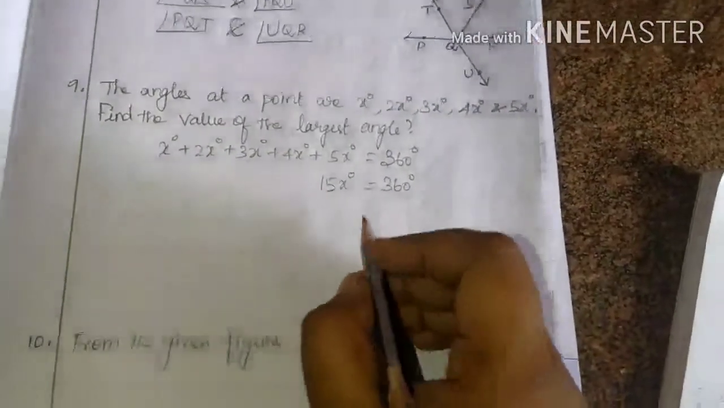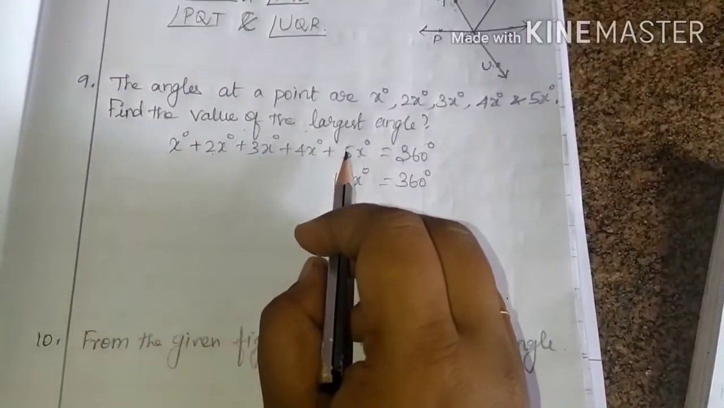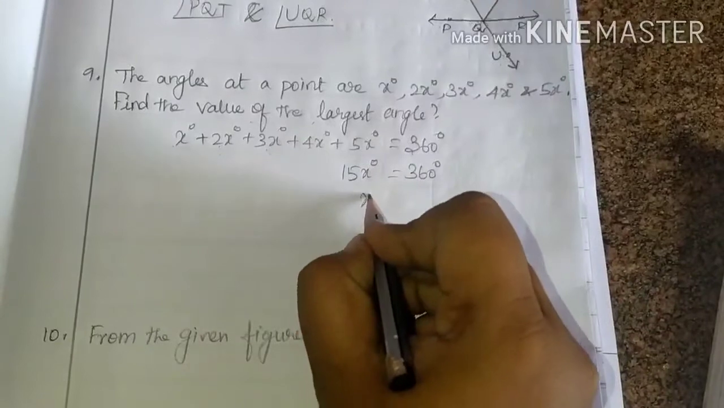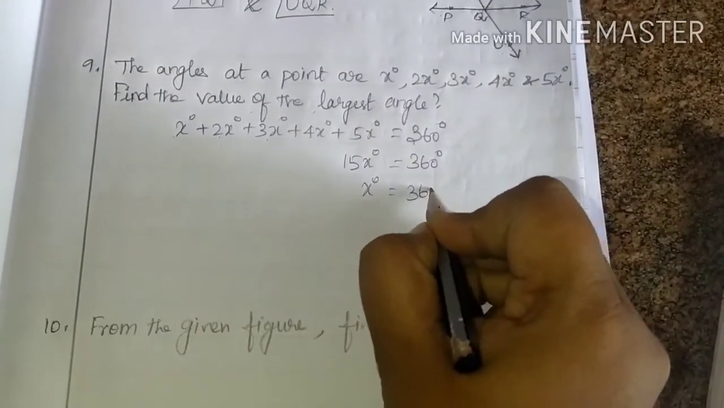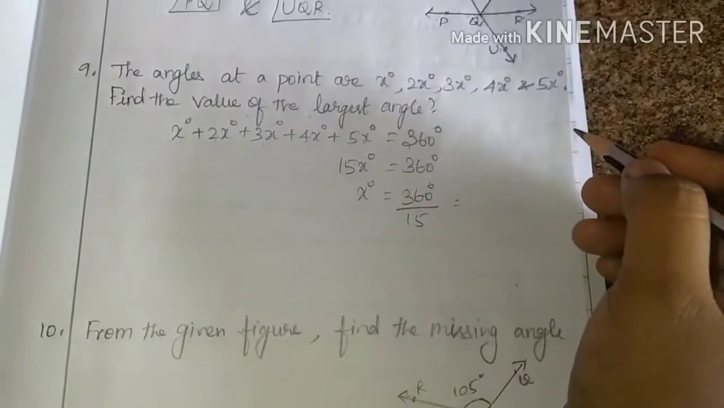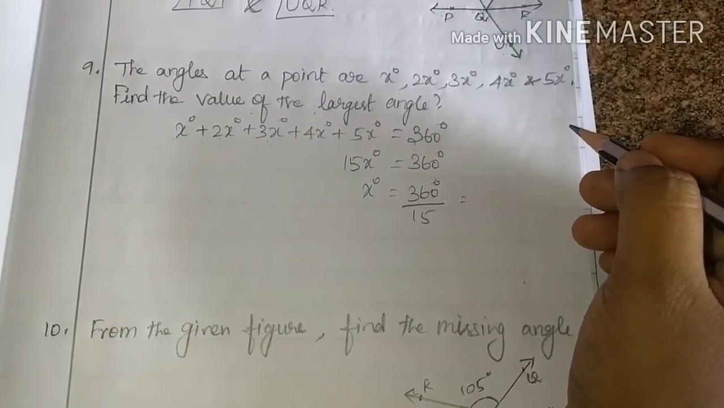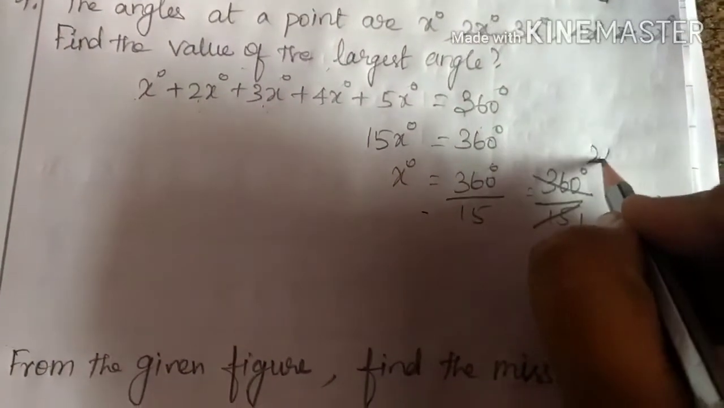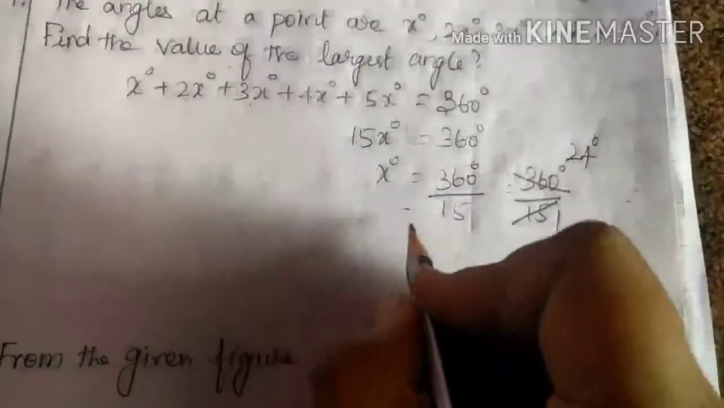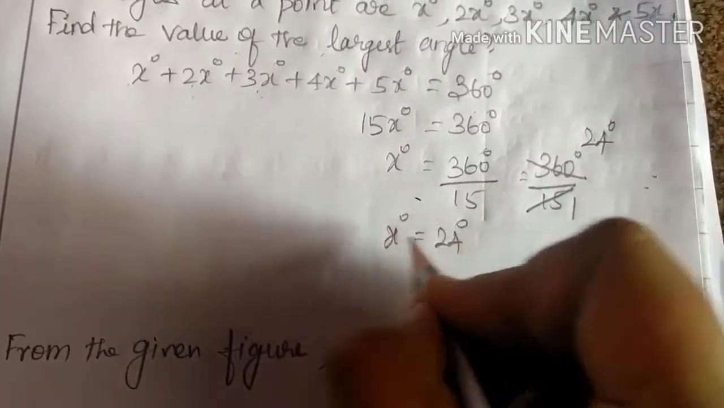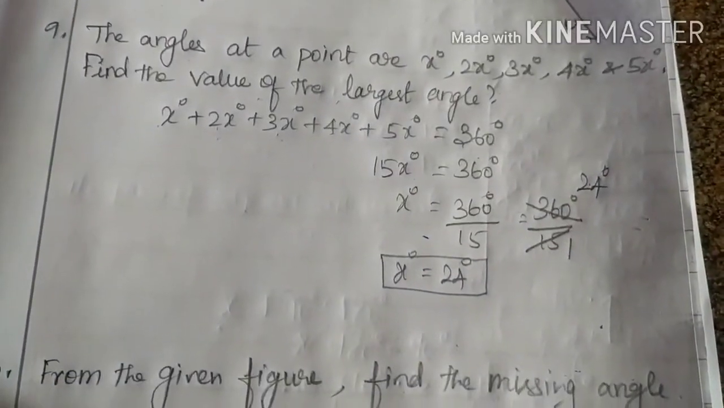Okay, have you clear children up to this? 15 only, no? 5, 9, 10, 11, 12, 13, 14, 15. So x degree equal to 360 degree divided by 15. So what will I get? 360 degree divided by 15. 15 ones are 15, 15 24 times is 360 degree. So x equal to 24 degree. Okay, have you clear children?